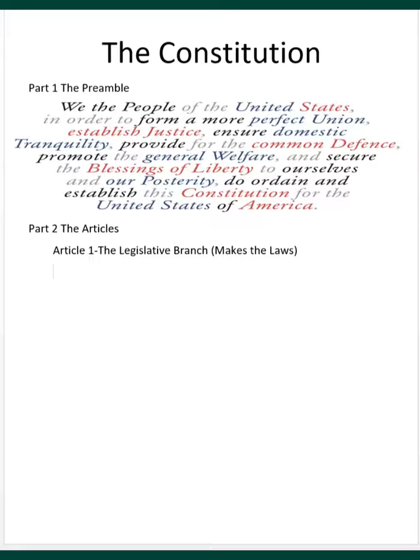Article 1 talks exclusively about the legislative branch, and the legislative branch makes the laws. It is our Congress. On your paper, make sure you write Article 1, the legislative branch.